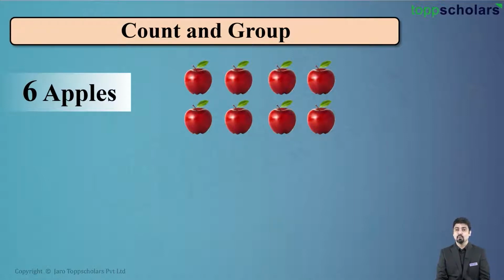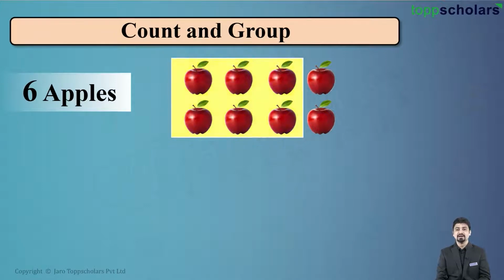We will be counting one apple on the top, one apple on the bottom. So, if we start from the left, 1, 2, 3, 4, 5 and 6. So, we can say here are the 6 apples which we have grouped together.